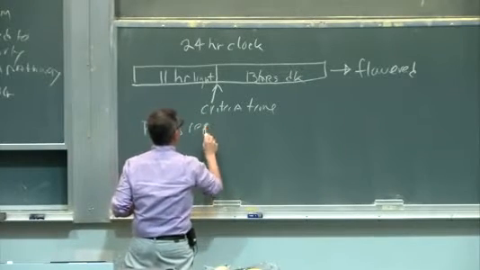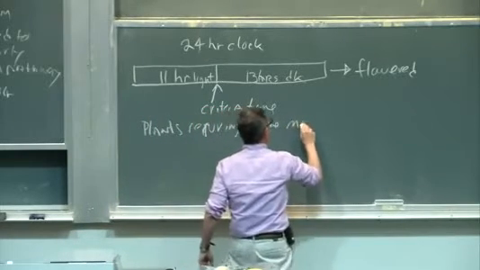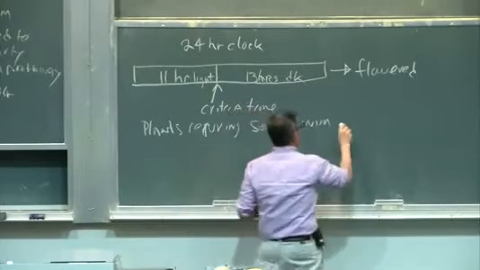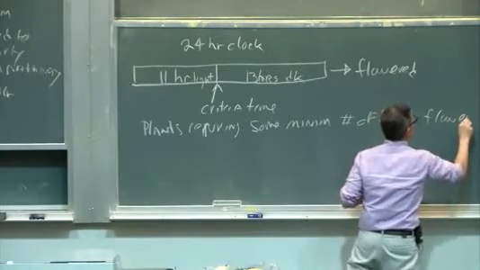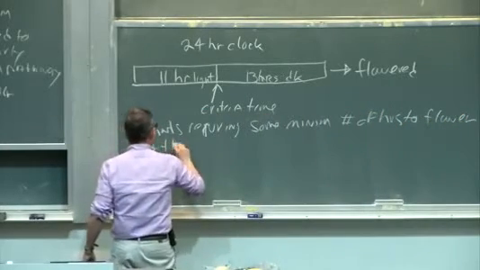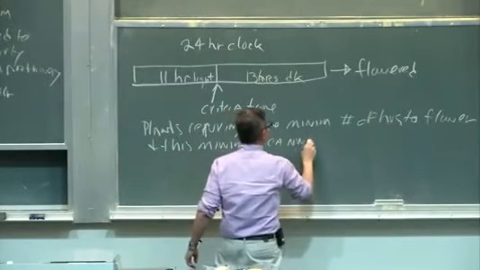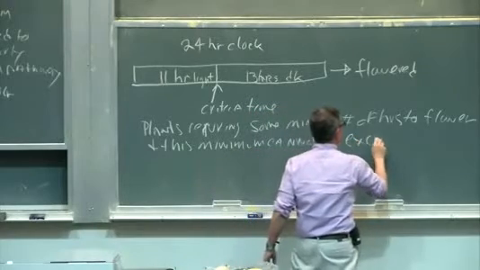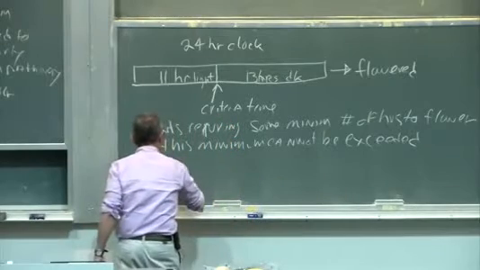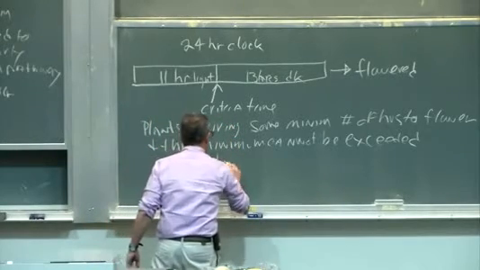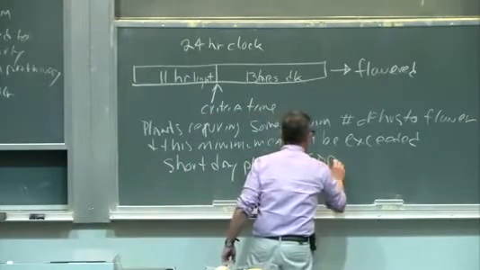And they call plants requiring some minimum number of hours to flower, and this minimum cannot be exceeded, they call plants like this short day plants, or as we will abbreviate it, SDP.